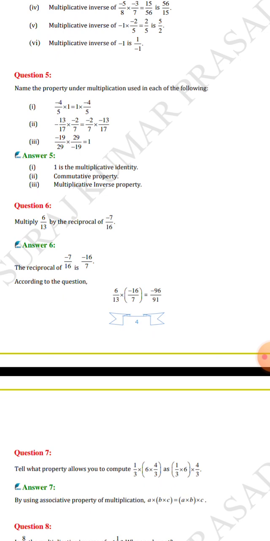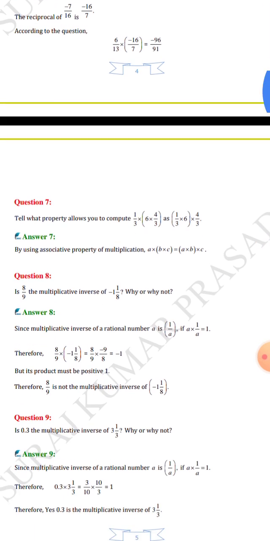This we have got by multiplication. 6 into minus 16 is equal to minus 96. 13 into 7 is equal to 91. Let's solve the next one.